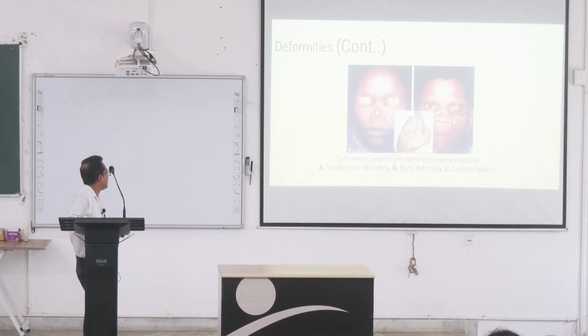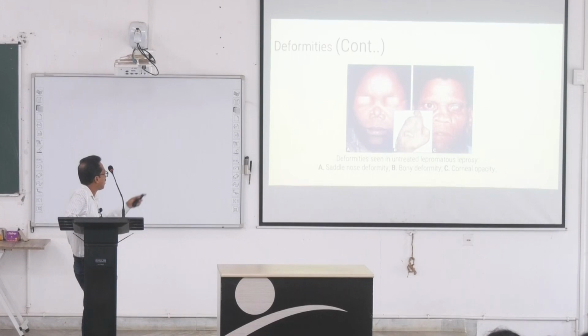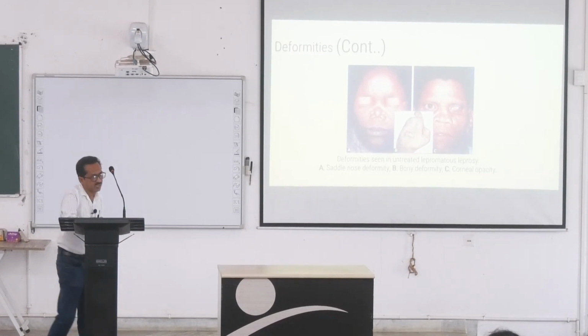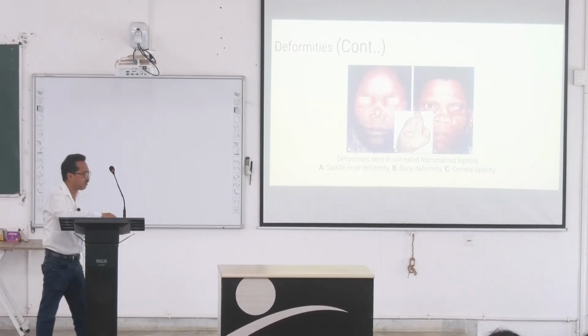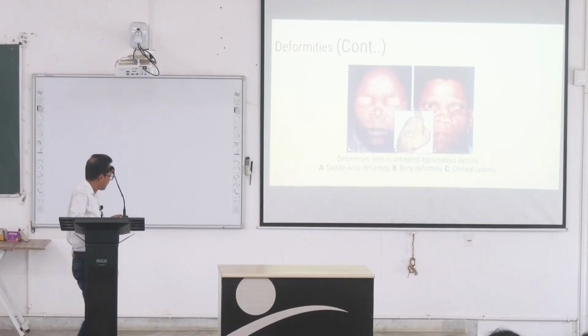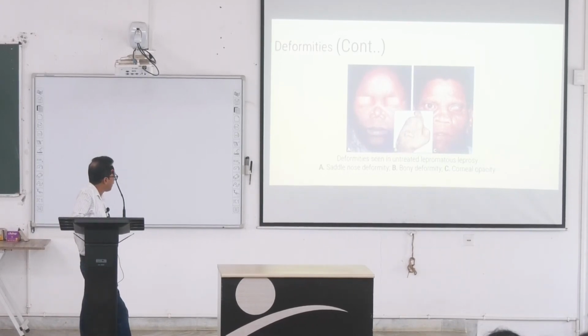Saddle nose deformity in picture A, a bony deformity in the small picture B, and corneal opacity in the left eye. These are the common complications of lepromatous leprosy. Most cases are lepromatous leprosy.